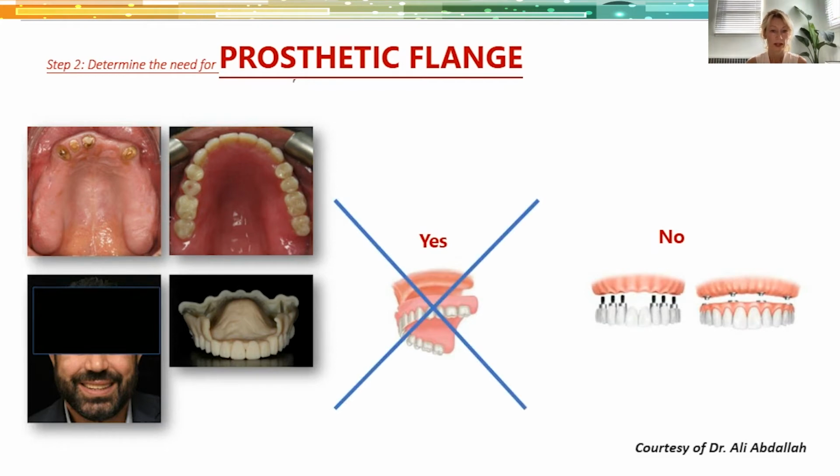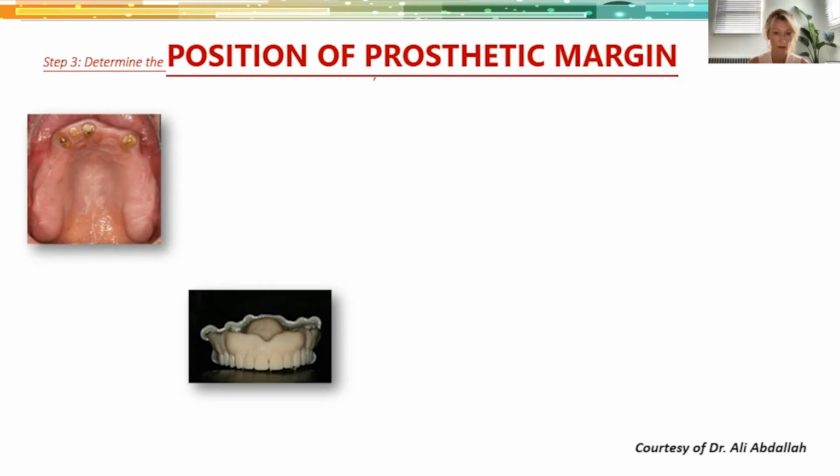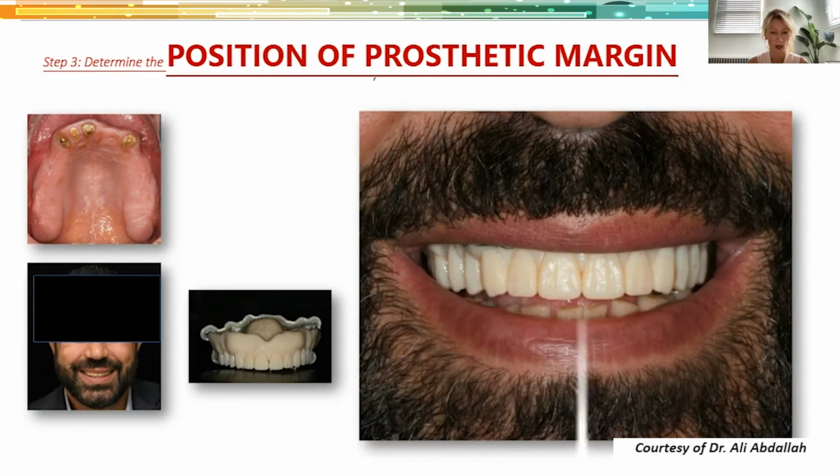So no need for a flange. It's my second check mark. Now the position of the prosthetic margin. We know we're not going to have a flange.